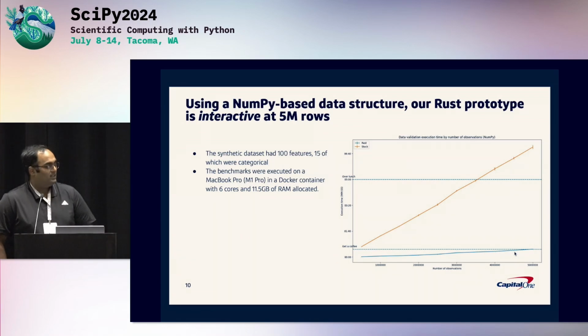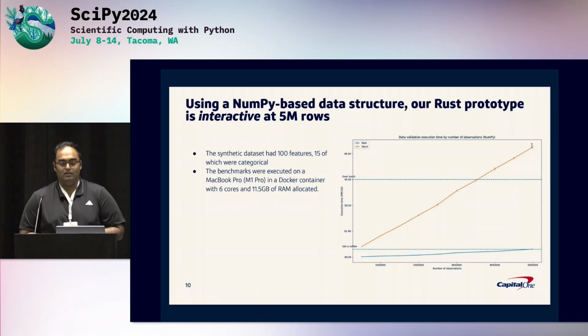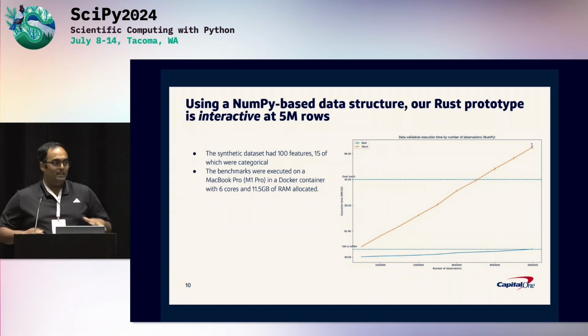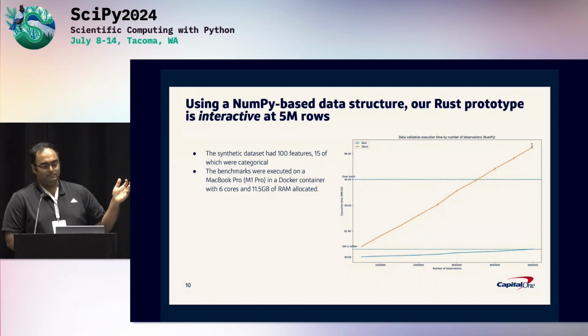But thinking about this idea of changing levels of productivity, at 5 million rows with 100 features, we're right around that barrier of interactivity, and we're at about 7 minutes execution time with our stock package. So immediately we know Rust is helping a ton. But this NumPy-based data structure is not that practical for a lot of people when they get to larger data sizes. So what about pandas?